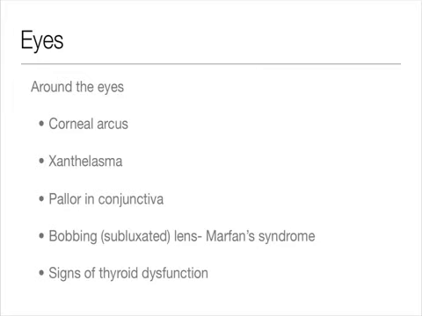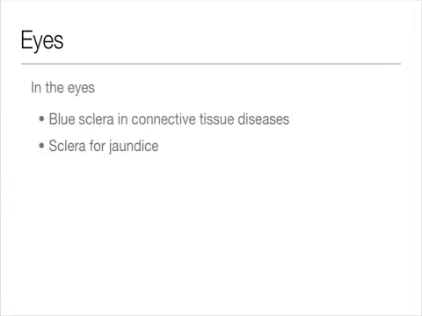You should also look for any signs of thyroid dysfunction, and thyroid eye disease is a big topic which we won't go through here. But needless to say, you should look for any periorbital edema, which is associated with hypothyroidism, and hypothyroidism can be associated with bradycardia and heart block. Exophthalmos occurs in hyperthyroidism. You can also get some lid lag, and hyperthyroidism is a cause of a tachyarrhythmia. Then we'll go on to looking in the eyes.